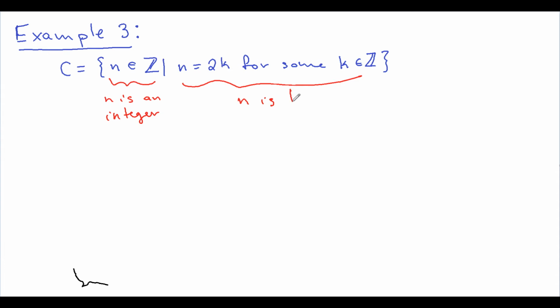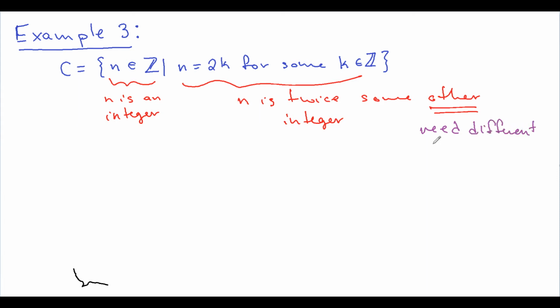N is twice some other integer. And it's very important that I've used a different letter for my other integer, because n is reserved. N is my general element of my set, and so if I wrote n equals 2 times n, well, there aren't very many numbers that are twice themselves, really only 0. So you need a different letter. Okay, so that is just a notational detail.